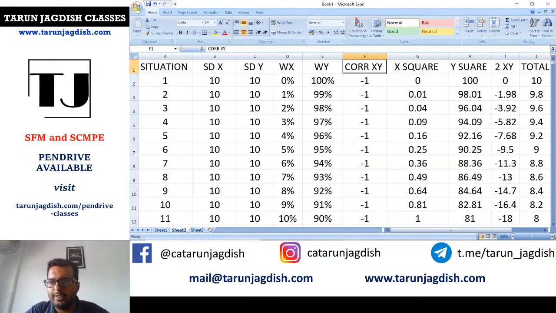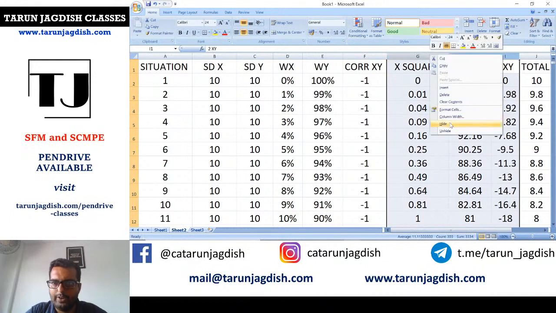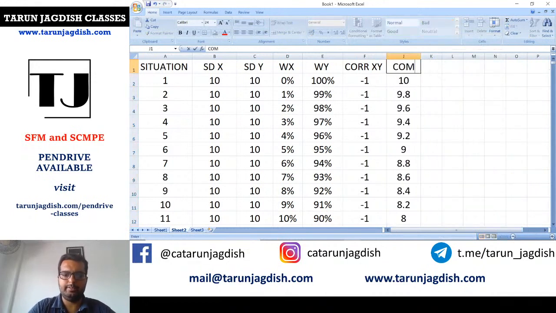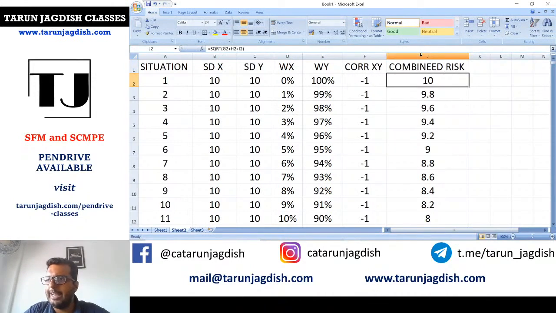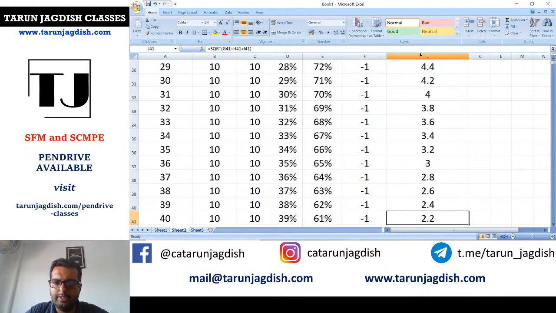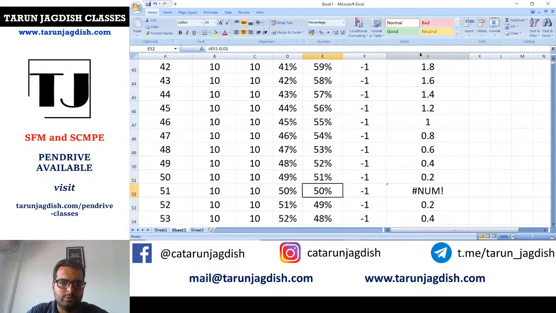So now friends, these things are something which is for me to do the calculation. I'll hide these things so that we can focus on what is actually relevant. This is the combined risk. So this is the column which is actually relevant for us to understand. If you see from 10, it is going down 9, 8, 7, 6, 5, 4, 3, 2, 1. At this point, it is actually 0.